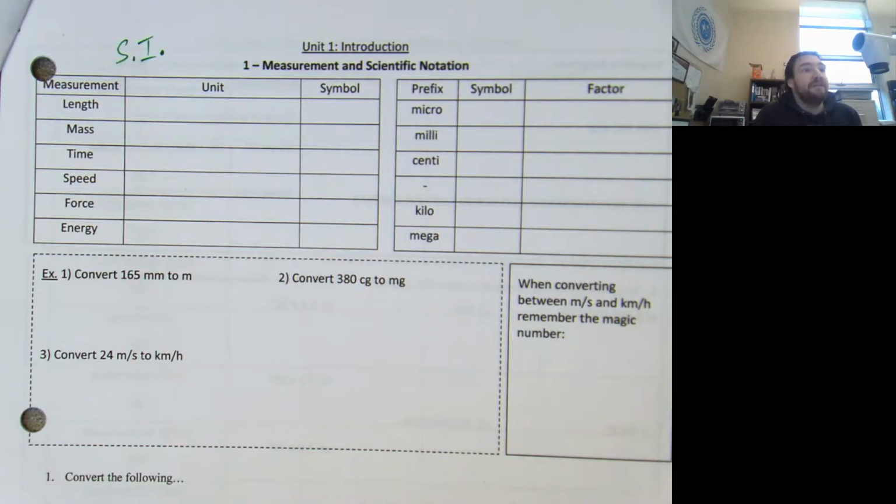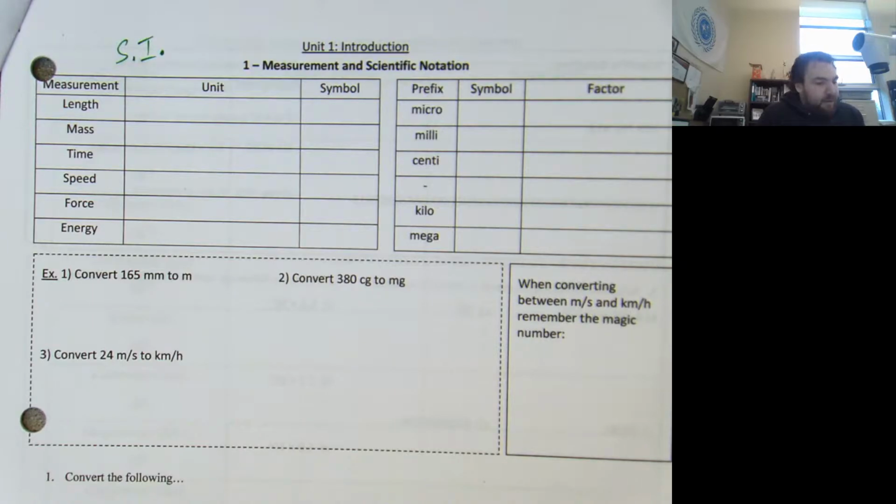Sorry? The S is scientific, and I is international. They're backwards because it's French. I butcher the pronunciation every time, but we'll try it. It's like the Scientifique d'International, the units.